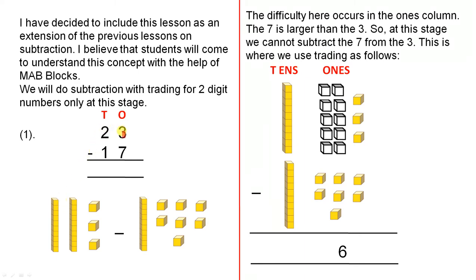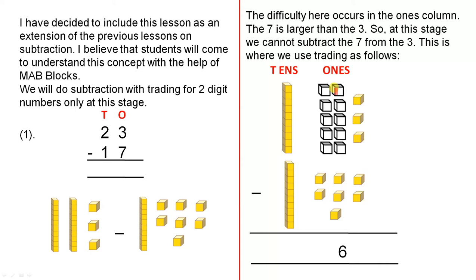This number is 23, so 10, 20, 23. That's easy to see. No problems understanding that. Take away 17. So you've got a 10 and 7 ones. So 23 take away 17. Now what I've done here to make it easy to understand, I have rearranged these MAB blocks into two columns, the tens column and the ones column.